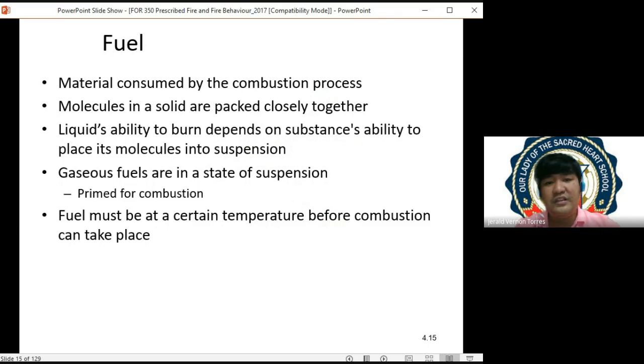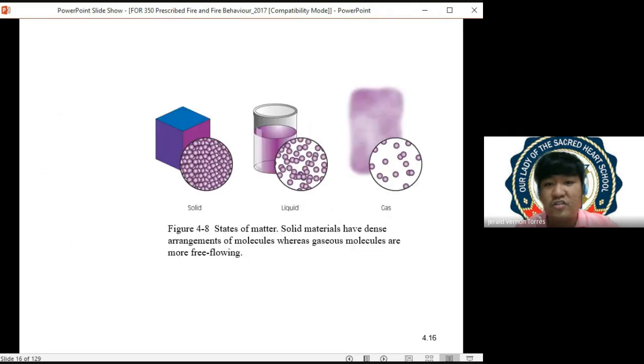So, another thing that we need to consider is fuel. Na-discuss ko na to kanina. Ano ba yung mga fuels natin? It can be solids, liquid, and gas, and these are the materials that can cause combustion. Siya yung magiging cause ng combustion natin. So, it can be in the form of solid, liquid, and gas. And remember, ang pinaka-effective fuel natin would be gaseous fuel. Again, the most effective fuel amongst all would be gaseous fuel.